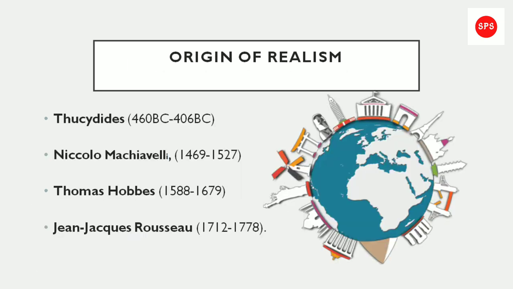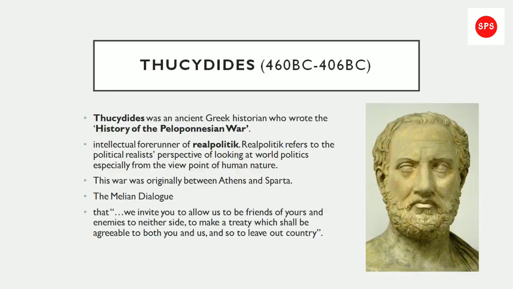Where is the origin of realism? Though realism in international relations emerged after the 1930s, the concept of realism has its own ancient tradition. We find the concept of realism in the writings of Thucydides, Niccolo Machiavelli, Thomas Hobbes, and Jean-Jacques Rousseau. Thucydides was an ancient Greek historian who wrote the history of the Peloponnesian War. In this book, he described the intellectual forerunner of realpolitik. Realpolitik refers to the political realist perspective of looking at world politics, especially from the viewpoint of human nature.